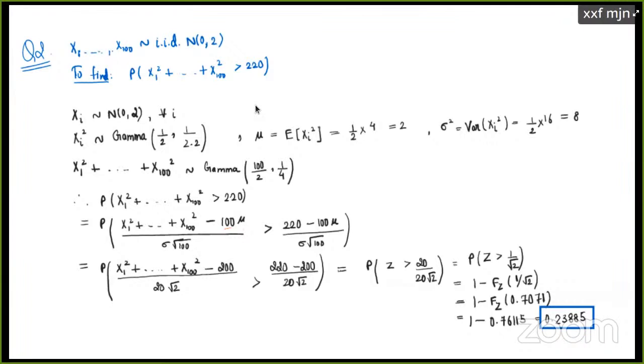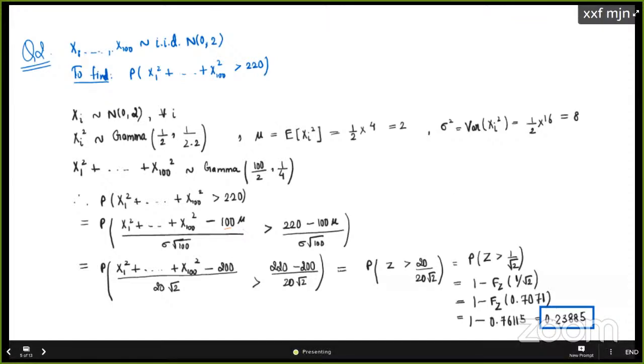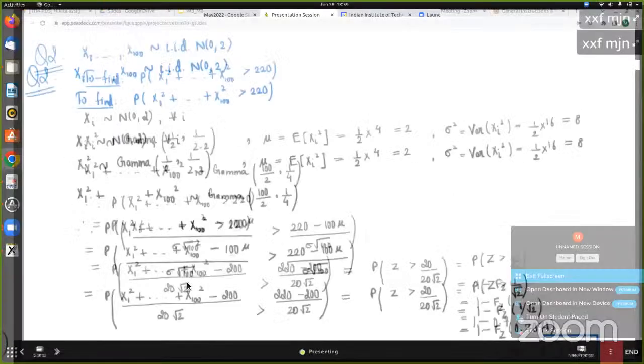Now we know this alpha and beta. What we have to find is the probability that x1 square plus x2 square plus up to x100 square. So consider this x1 square as, let's say, y1, and x2 square as y2. So what we have to find is the probability that y1 plus y2 plus up to y100 is greater than 220, right? Now how are we going to apply this? By using the central limit theorem. I'll try to write it once from this part.